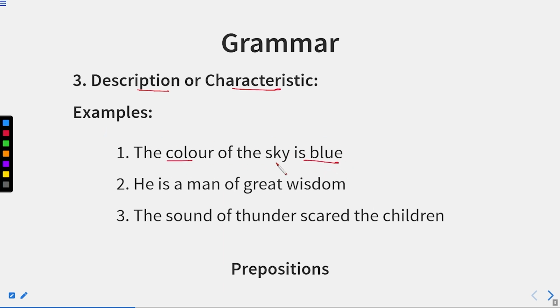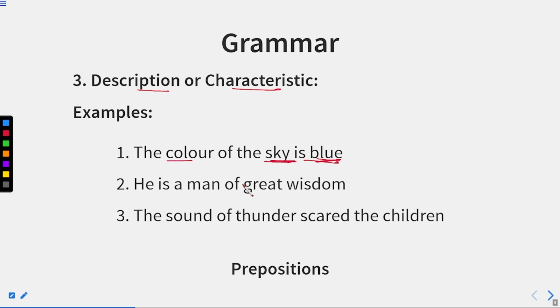Now, whose color is this? It is the color of the sky. Now, the color of the sky is blue. So here we are describing the sky with the help of its color, and we are describing its color, that it is blue. So here this is the description, it is its characteristic. So we are talking about a sky, which is a noun over here.